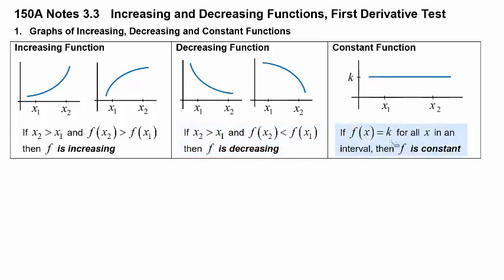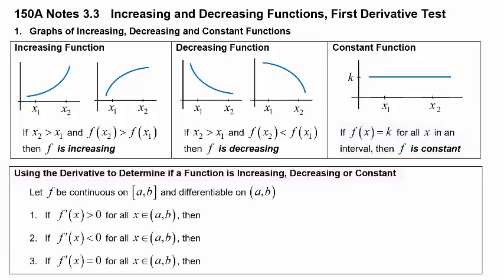Now, if f of x is equal to k for all x in an interval, then f is constant. So in this diagram, all the y values are equal to k. We get a horizontal line, which is the constant function.